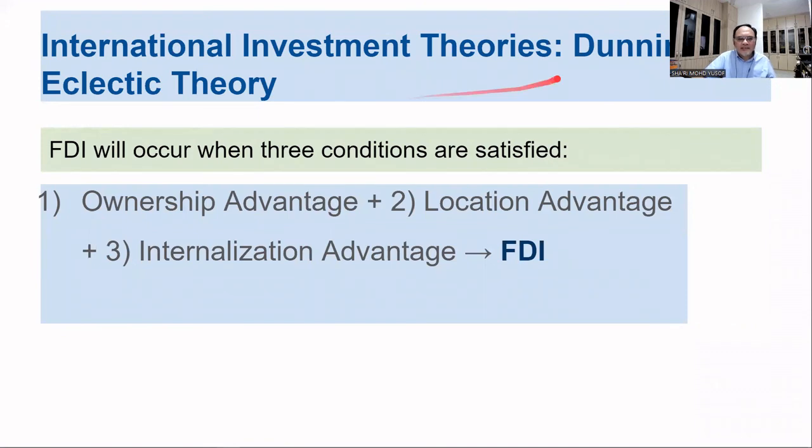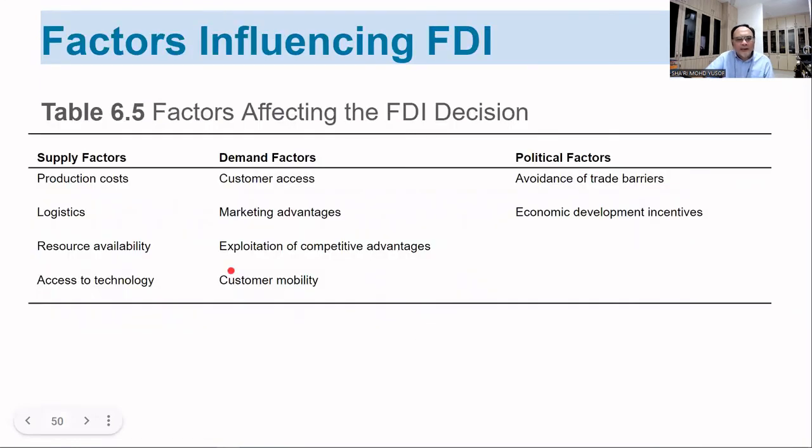And Dunning's eclectic theory: FDI will occur when three conditions are satisfied: ownership advantage, location advantage, and internalization advantage. So three things: ownership, location, and internalization.